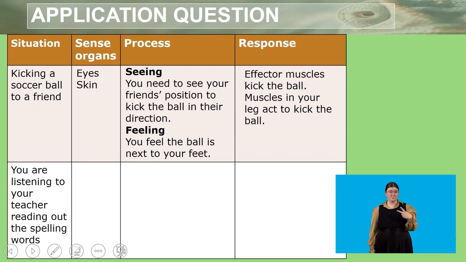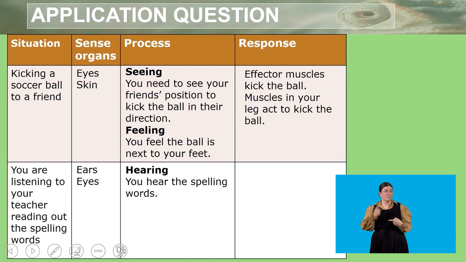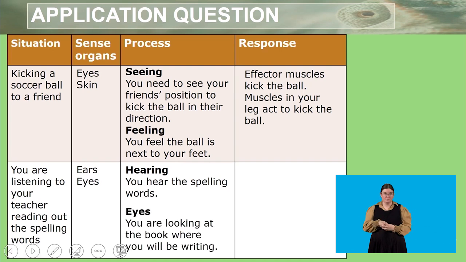The second situation states that you are listening to your teacher reading out the spelling words. Which sense organs do you think would be involved in this situation? So we have the ears and the eyes. How are these 2 sense organs involved? We have the ears involved in the process of hearing. You need to hear the words or the spelling words that are being read out by your teacher. And then your eyes are involved because you are looking at the book where you will be writing.